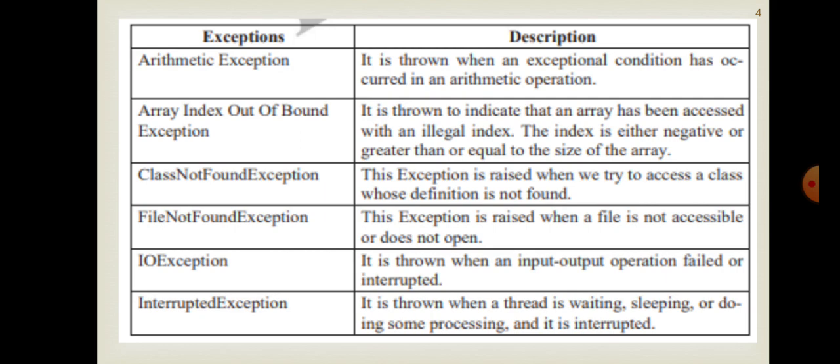If a particular program tries to access a class and the class is not found, that is a class not found exception. If a particular program tries to access a file and that file is not found, that is a file not found exception. If an input or output operation fails, it creates an IO exception. And an interrupted exception is thrown when a thread is waiting or sleeping or doing some process and it is interrupted.